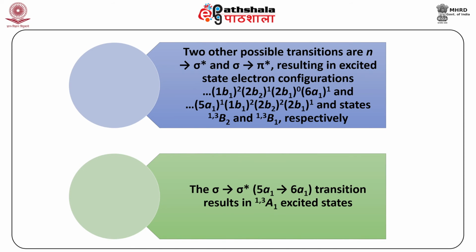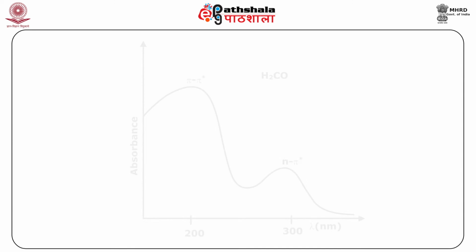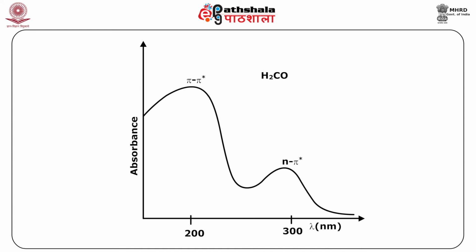Sigma to sigma star transition we are not considering, it is from 5a1 to 6a1, and it results in singlet and triplet A1 excited states, but we do not consider it because it involves a very large amount of energy and is usually not observed. All these transitions are allowed by the electric dipole selection rules. It is observed, but in the vacuum UV region, and we have already discussed it is very difficult to study sigma star transitions, so we do not consider them.